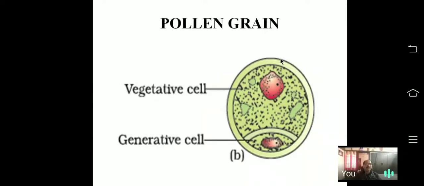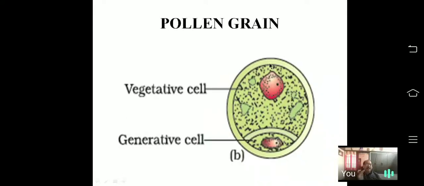That chemical substance is called sporopollenin. That sporopollenin gives protection to a pollen grain against heat, acids and alkalis. This is the inner layer called intine. Intine is made up of 2 chemical substances. One is pectin, another cellulose. So it is a pectocellulosic layer.